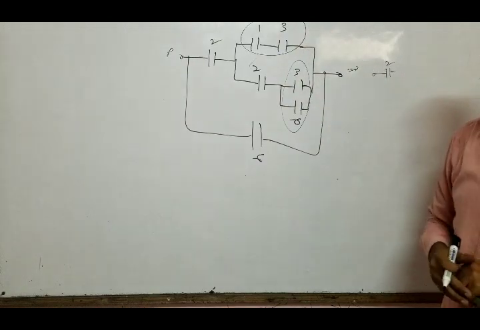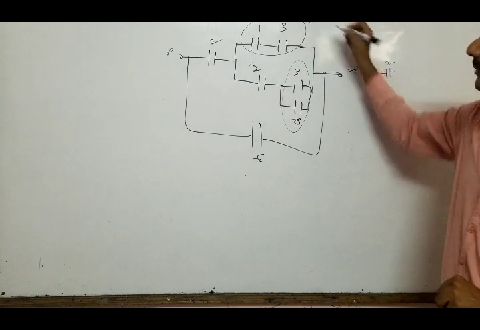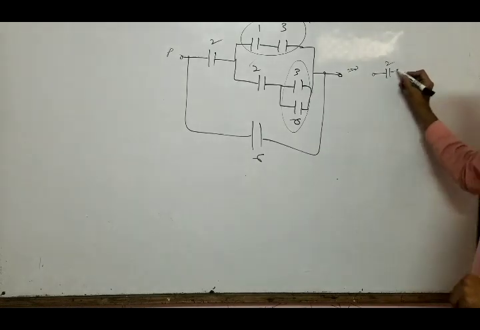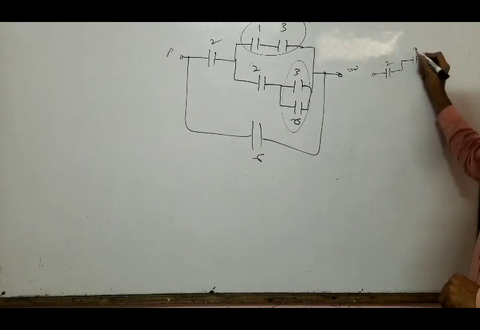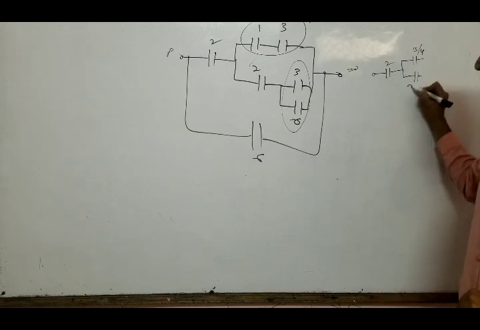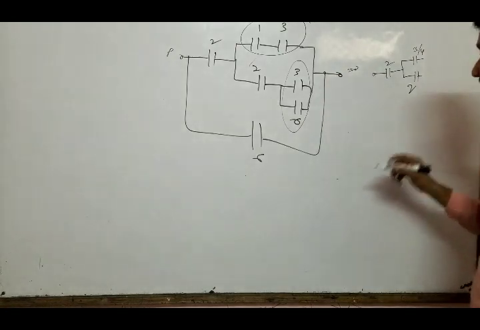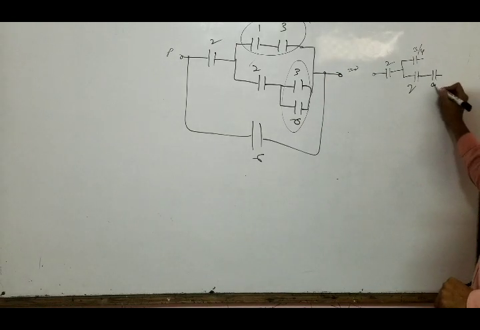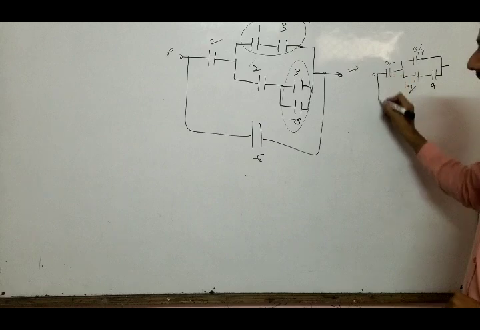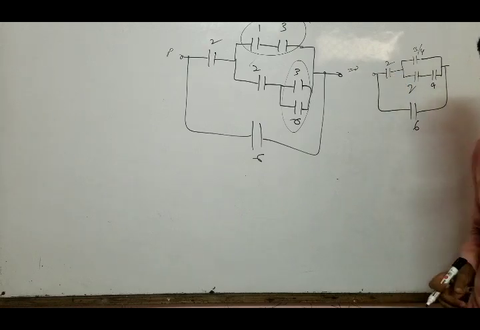1 and 3 in series, it will be 1 into 3 over 1 plus 3. This is 3 by 4. So I have put a capacitor of 3 by 4 microfarads over here. Now there is a 2 over here, and then I got 3 and 6 in parallel. So there is 9 over here, and then there is one more 6. I am not changing anything else.